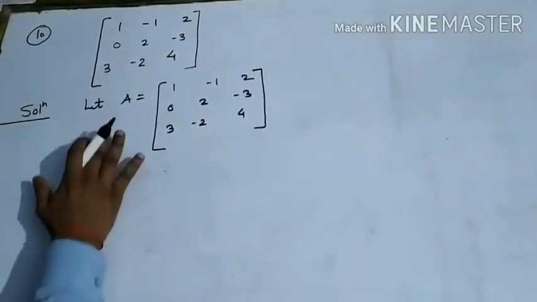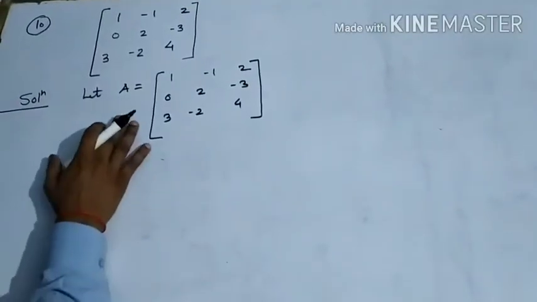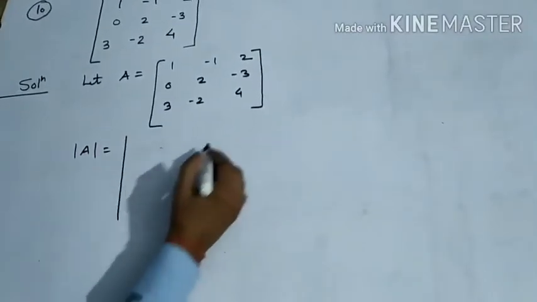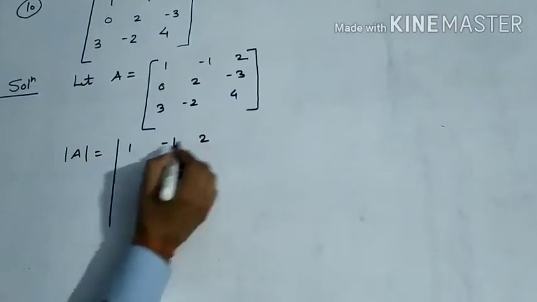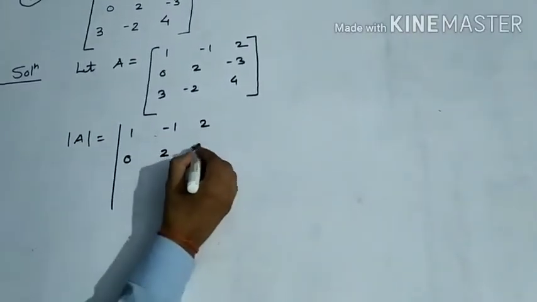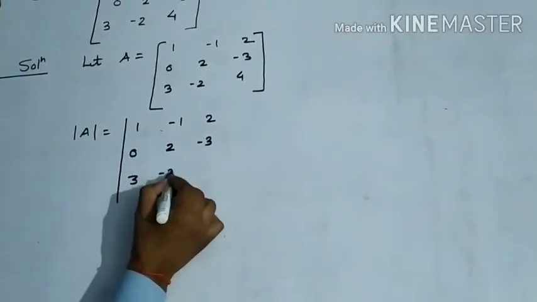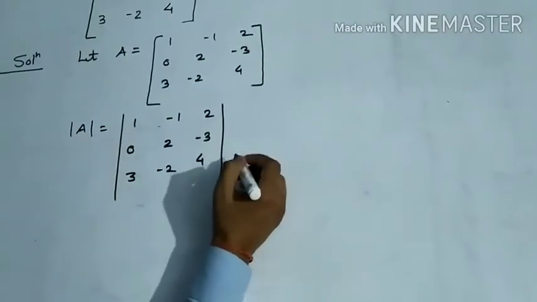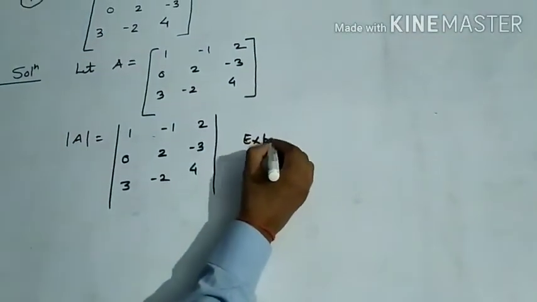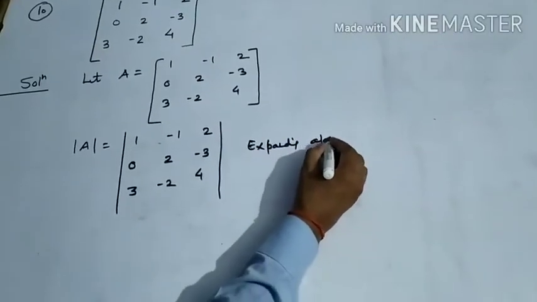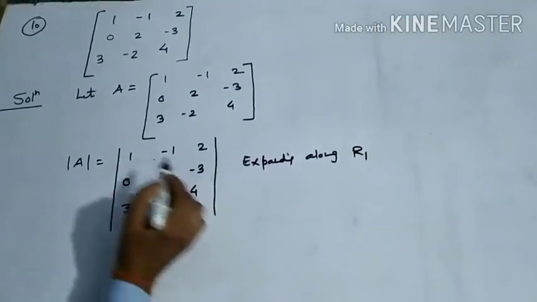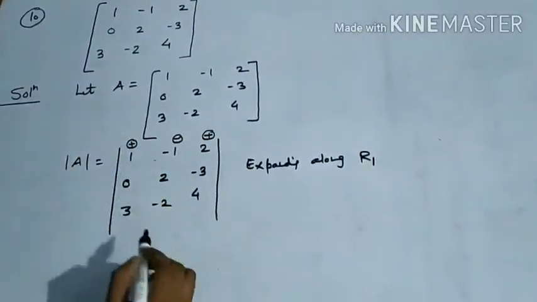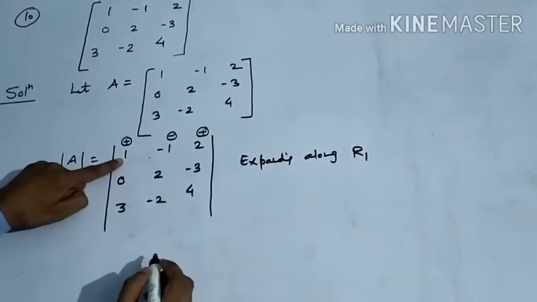After that we are using the formula for A inverse. So first of all we are going to calculate the determinant of A. This is equal to the matrix with rows 1, minus 1, 2; 0, 2, minus 3; 3, minus 2, and 4. Suppose expanding along R1, here we are making plus, then minus, and then plus.